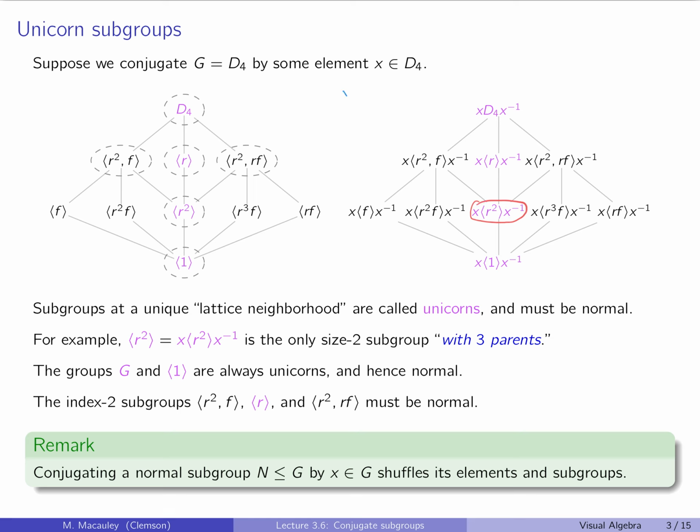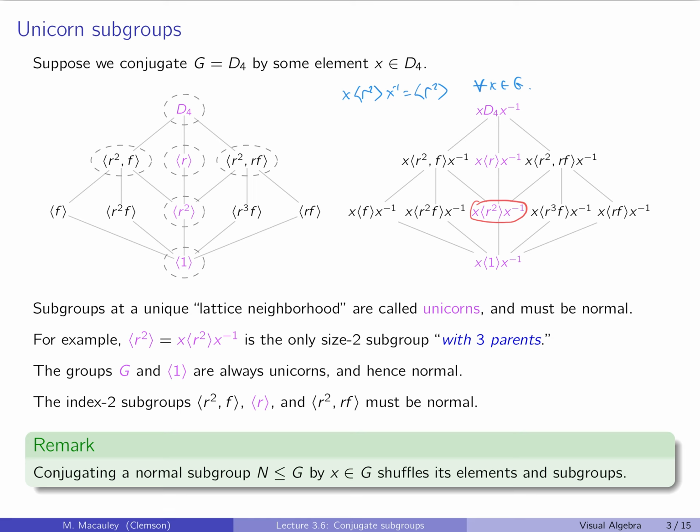In other words, x r squared x inverse equals r squared for all x in G. So because this is at a unique lattice neighborhood, it has to be normal. And I call this thing a unicorn. Now I could formalize this as being lattice automorphism invariant, but I don't even need to do that. I just want to be able to look at a subgroup lattice and say, hey, this subgroup looks different than the rest, therefore it has to be normal. And for that, the term unicorn suffices.